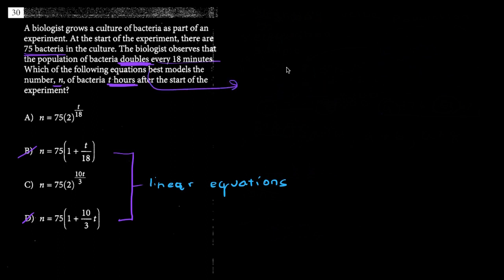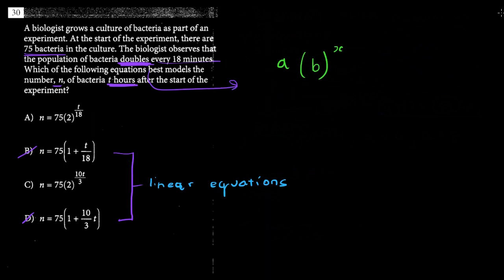Doubles means that our relationship in this question should be exponential. That is the key word. We need to have an exponential equation. Exponential equations are in the form a times b to the power of x, right? And so A and C look somewhat like they're in that form, and B and D are simply linear equations, so they do not match what we're looking for. We can cancel out B and D, and now it's all about choosing between A and C.